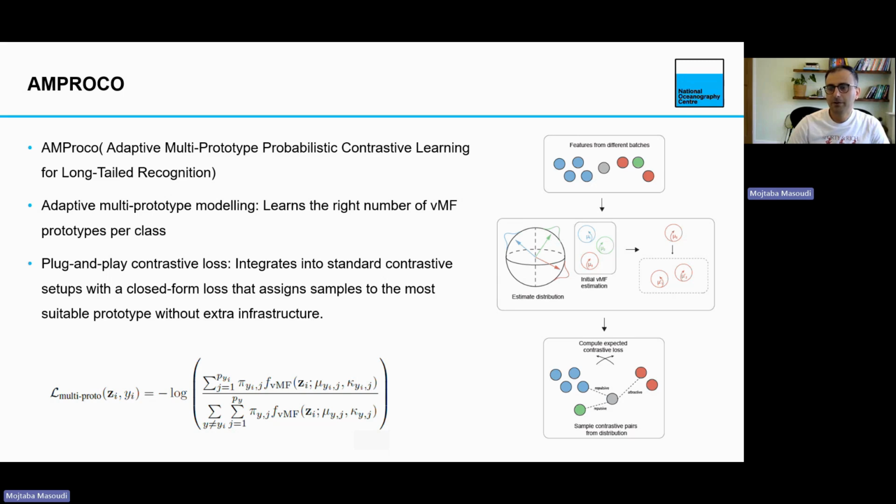So here you can see the loss function we introduced in this model. This AMProCo is currently under review and it's going to be published soon.